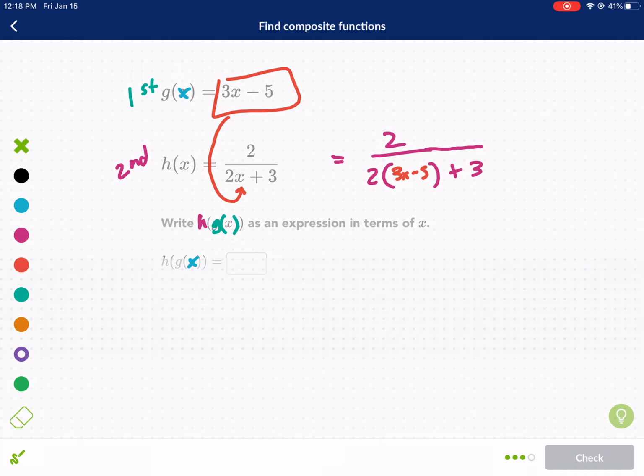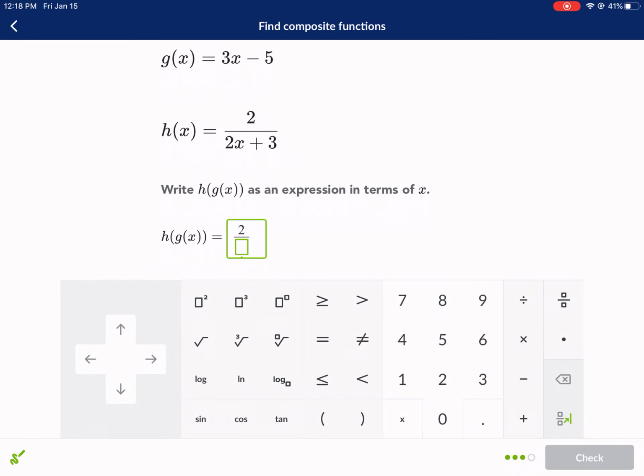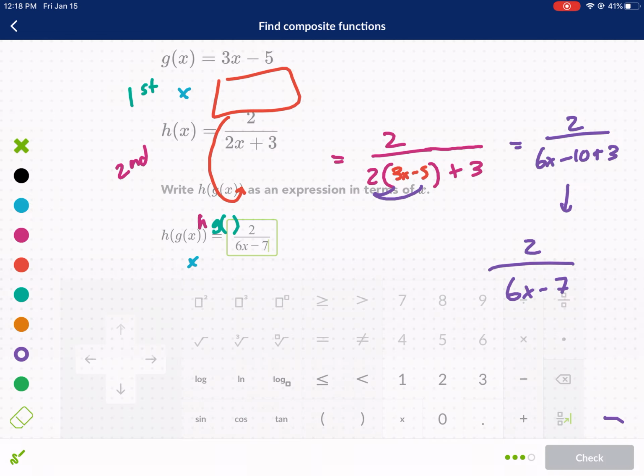So then when we're ready to solve to get our answer, we get 2 over, distribute this, we get 6x minus 10 plus 3. Go from here, we get 2 over negative 10 plus 3 is negative 7, 6x minus 7. And I think we're just going to put it like that. 2 over 6x minus 7. Make sure you use the x and not the times. X, sorry. Didn't mean to say that. Anyway, 2 over 6x minus 7.